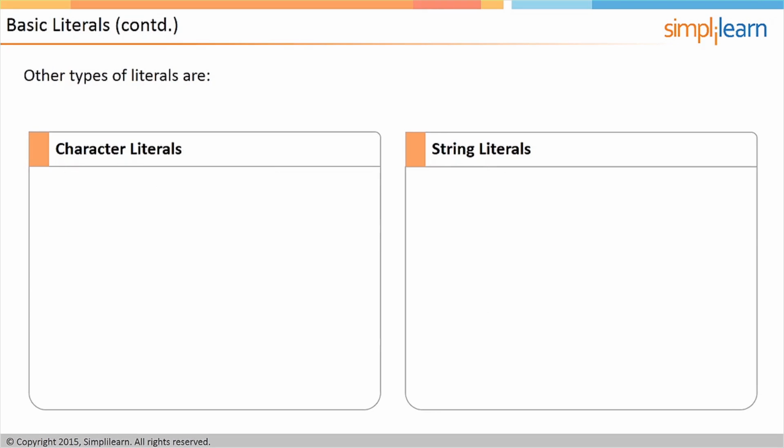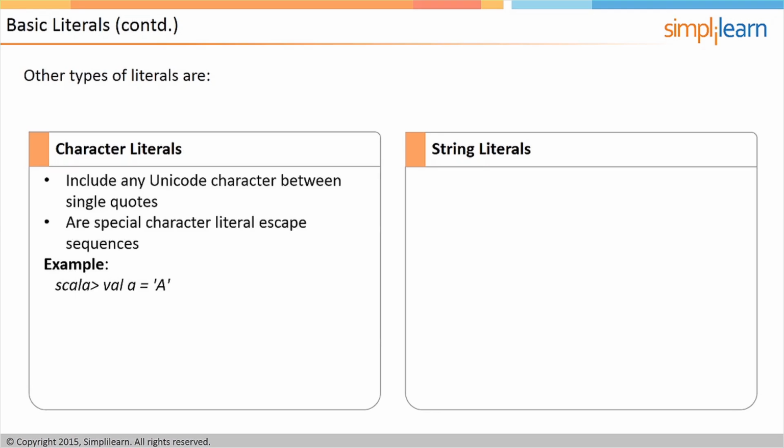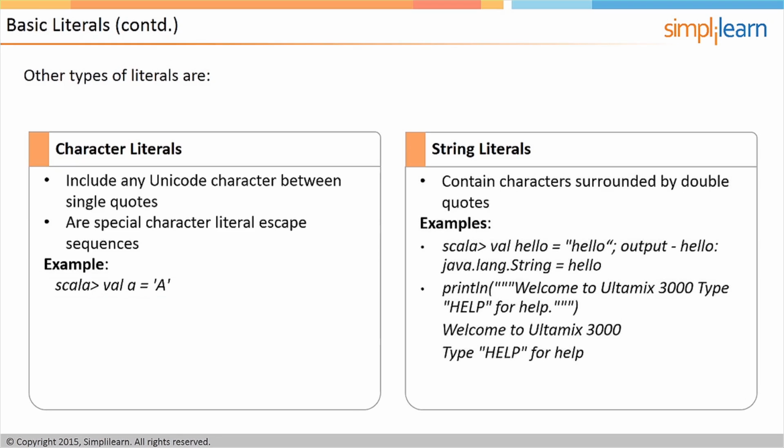Other types of literals are character literals and string literals. Character literals contain any Unicode character between single quotes. They also include special character literal escape sequences. An example is given on the screen. On the contrary, string literals contain characters surrounded by double quotes. A few examples to define these literals are given on the screen.